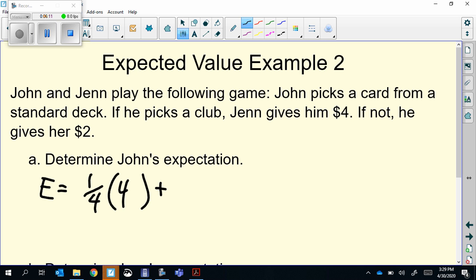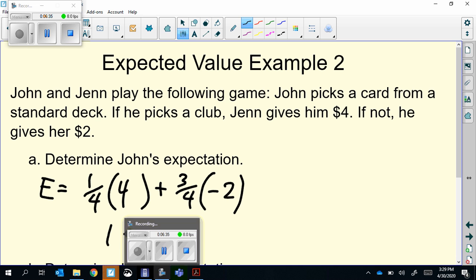And then the rest of the time, the other 3 suits, 3/4 of the time, he would lose $2. So I'm multiplying this out. 4 times 1/4 is 1, plus 3 times -2, and then divide by 4. You can use a calculator for that, but that works out to be -1.5.